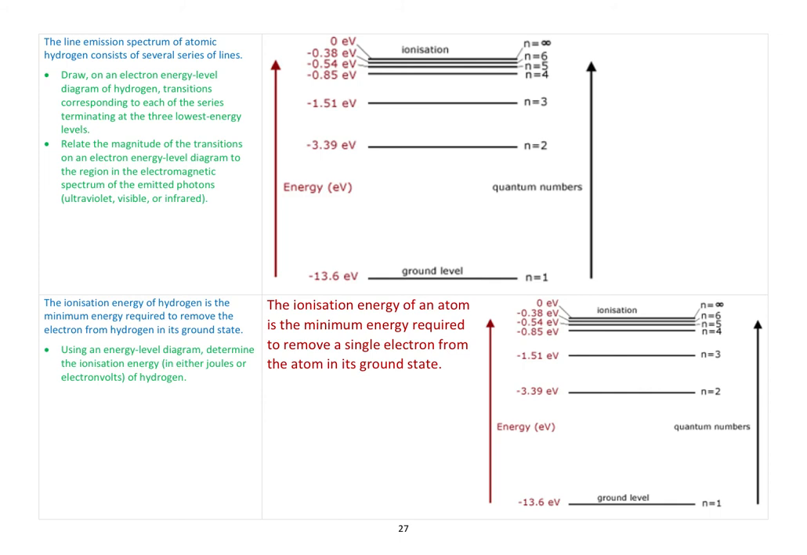Well, firstly, there's the series that goes down to the ground level. So you could excite hydrogen into any of these energy levels here, and it will relax down into the ground level series. The second one is the ones that go down to the first excited state, or on this diagram that's shown as the n equals 2. So that would be transitions going down to the first excited state, or the n equals 2 level.